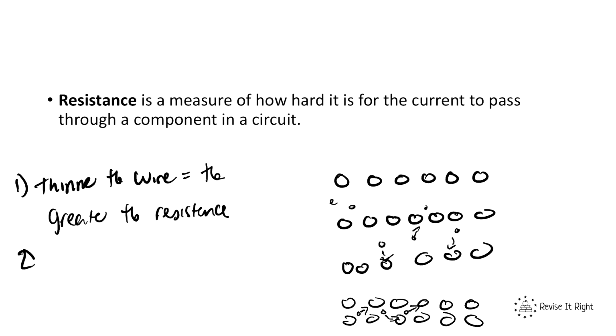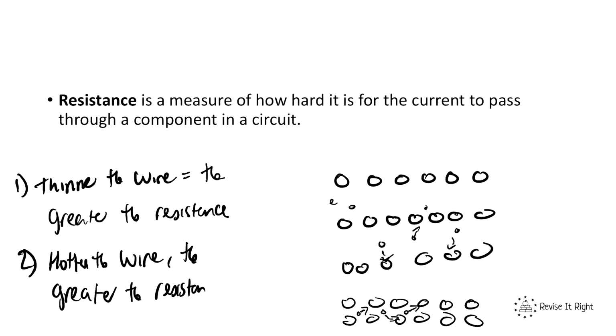And there's a second rule as well: the hotter the wire, the greater the resistance. That is because if the wire is hotter, then these metal atoms are vibrating much faster. Remember, when things are hotter, they move around faster. And if they're vibrating faster, there is more chance of the electrons to collide into them. So it's going to cause the resistance to increase.